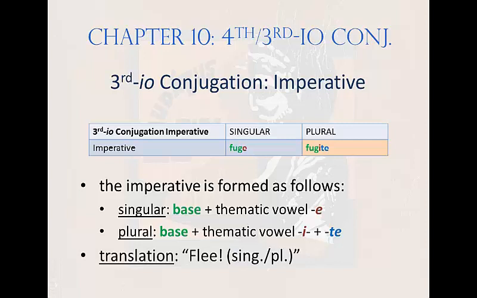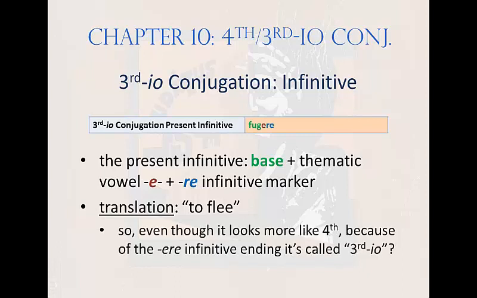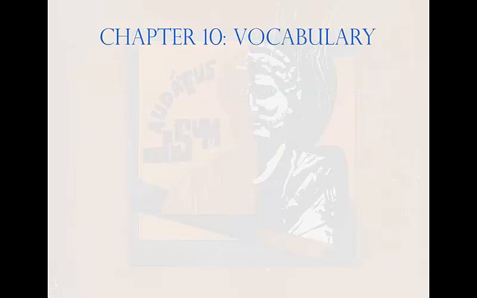Good advice. So what's so darn third about this third io? Oh, the infinitive. Base plus thematic vowel e plus the usual re infinitive marker, making ere just like third, not ire like fourth. So, because of that, this is called third conjugation? Seems like a lot of grammar for one or two exceptions. Well, all I can say is, it's time to flee to the vocabulary.